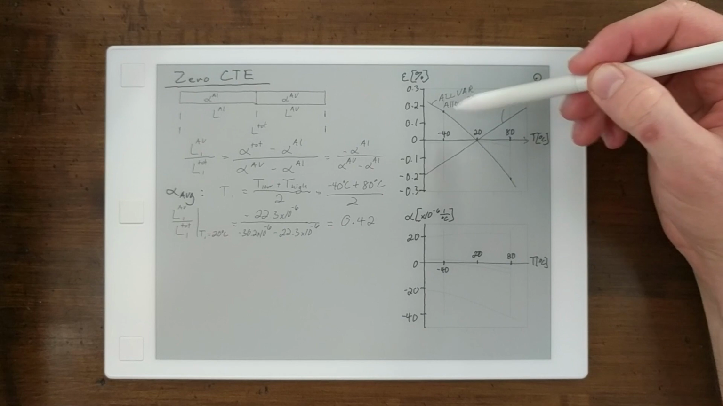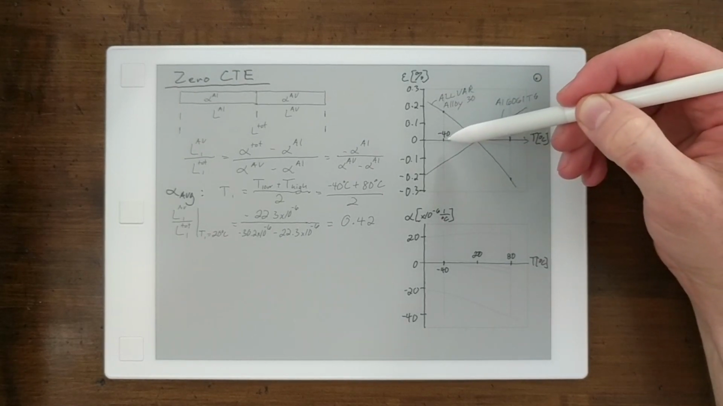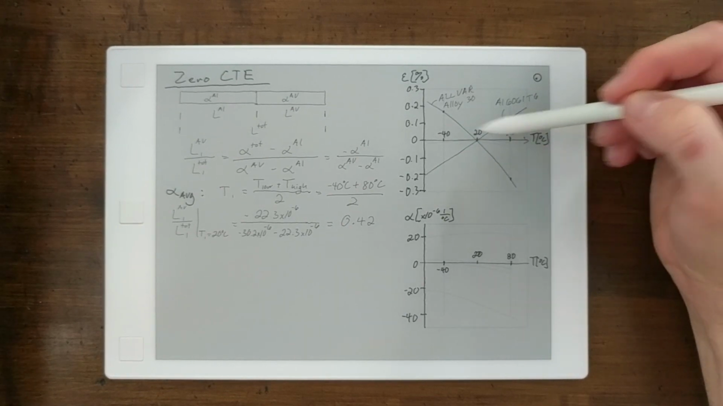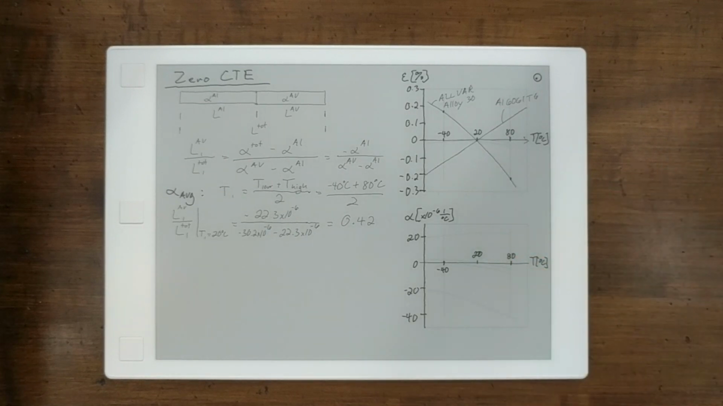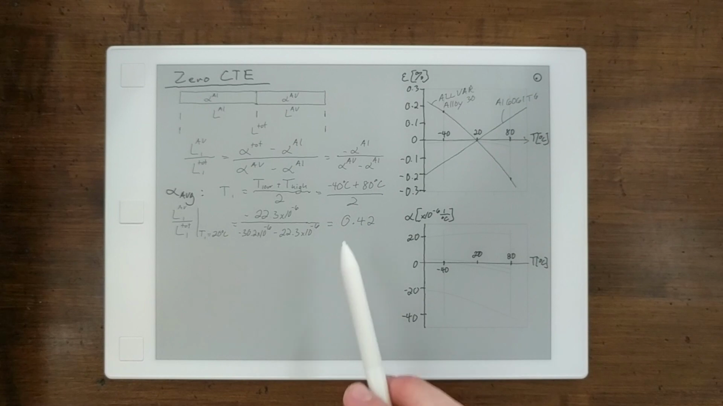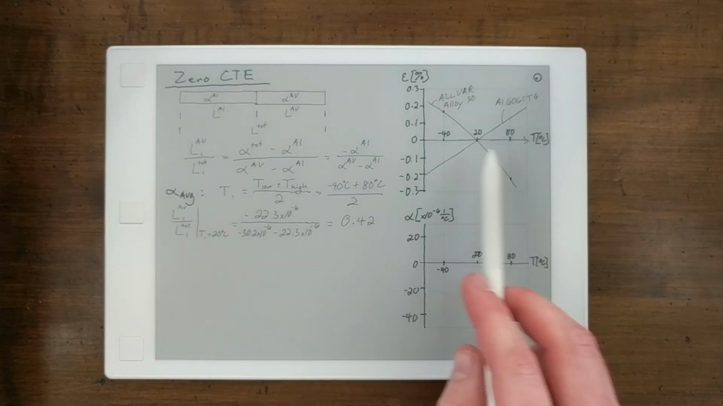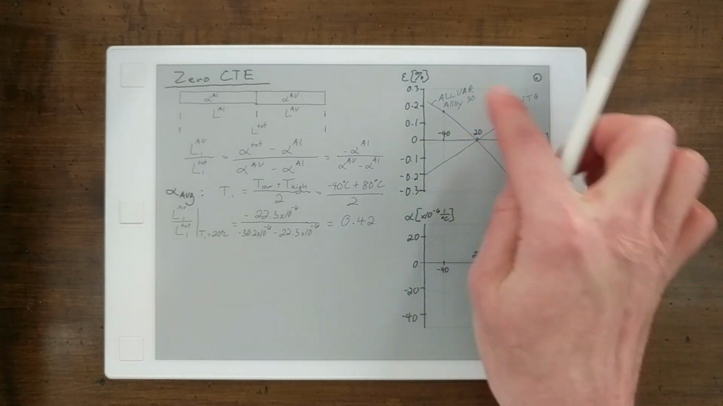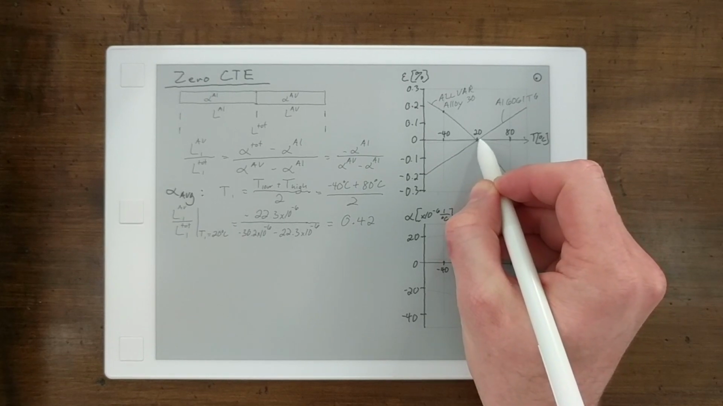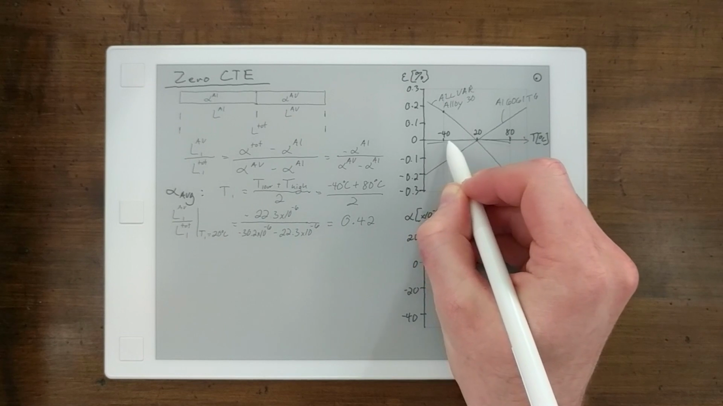But this curvature that the ALLVAR Alloy 30 has can make it to where the extreme temperatures will experience differences in strain. So if you actually take the average CTE, or you take this ratio and you actually put it into the strain values, you see that the strain versus temperature will look something like this.